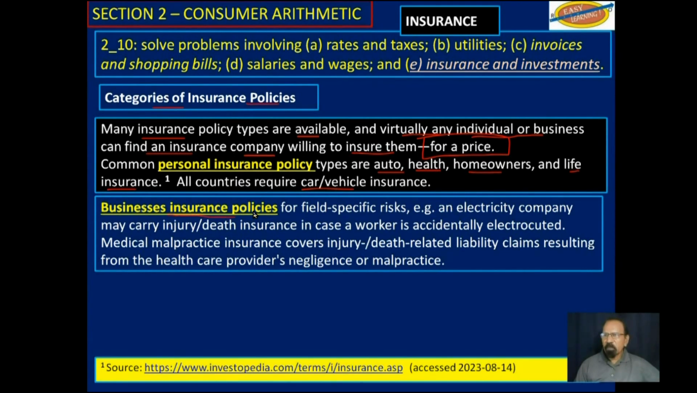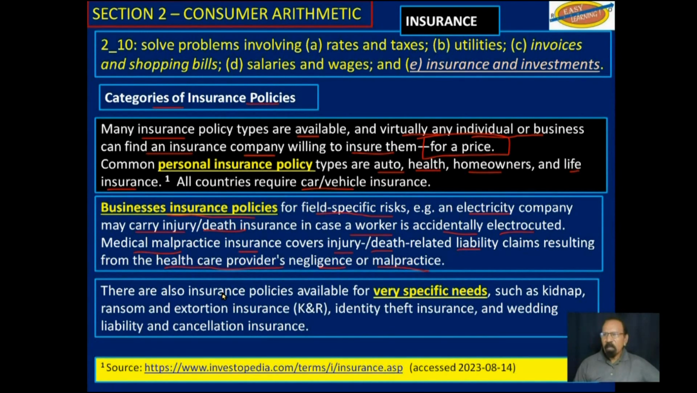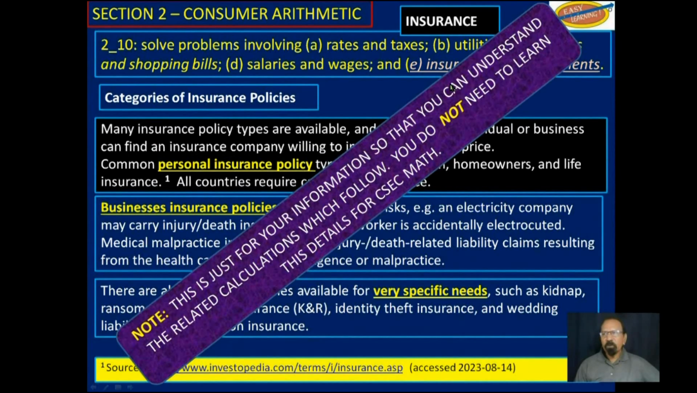Now, business insurance policies for specific risk. Example, an electricity company may carry injury and death insurance in case a worker is accidentally electrocuted. Medical malpractice insurance covers injury and death-related liability resulting from healthcare providers' negligence or malpractice. Now, there are also insurance policies available for very specific needs, such as kidnap, ransom, extortion, K&R, identity theft, wedding liability, and cancellation insurance. Note again that this is for your information so that you can understand the related calculations which follow.